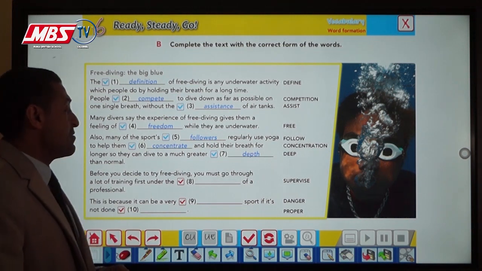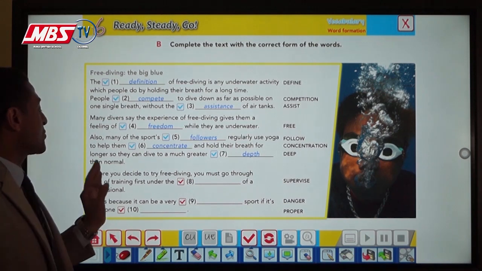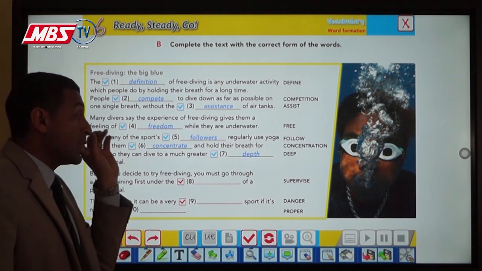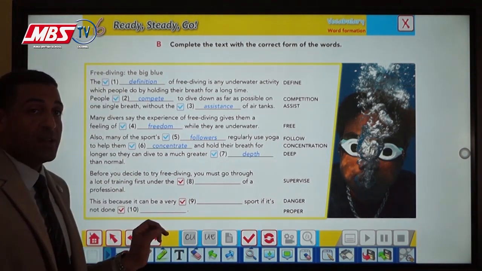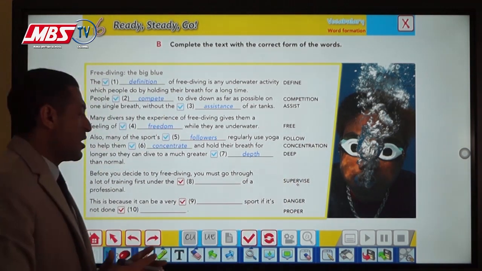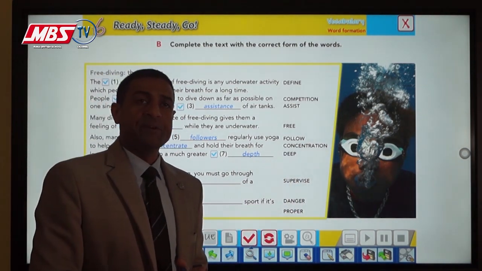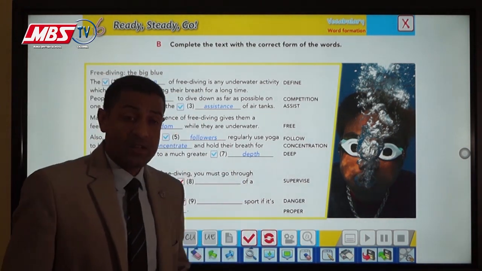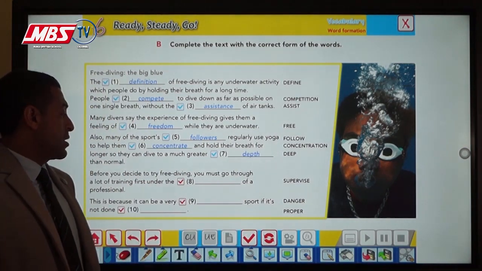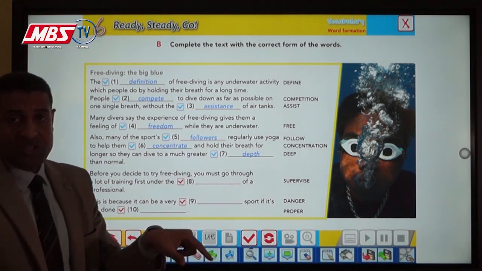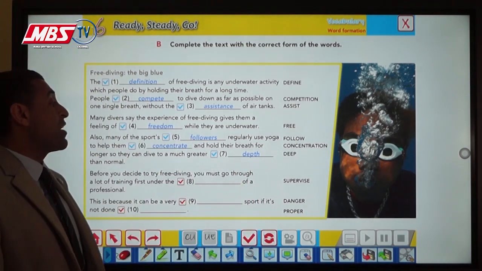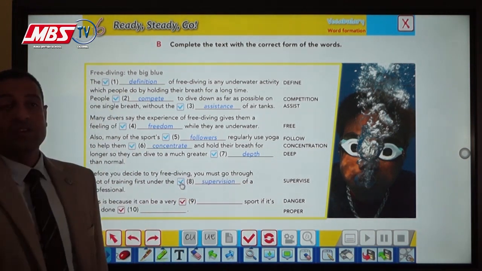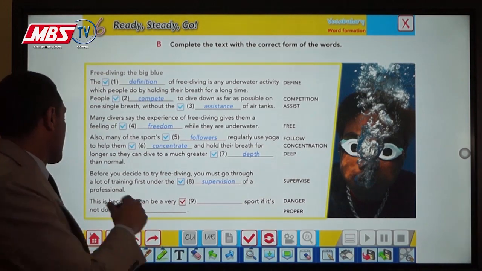Before you decide to try free diving, you must go through a lot of training first under the supervision of a professional. Under the supervise. Oh, sir, we need a noun here, but we are confused. We have two forms for this word: supervision and supervisor. Under the supervisor of a professional or under the supervision of a professional? Under the supervision of a professional. I need the abstract noun here.